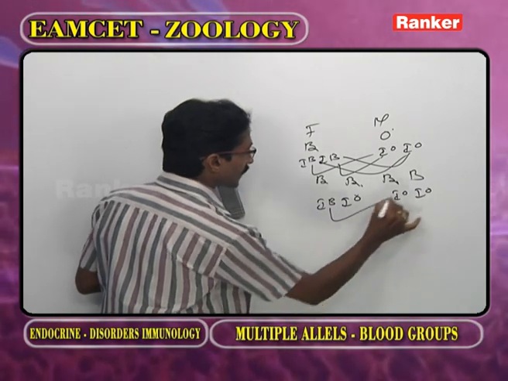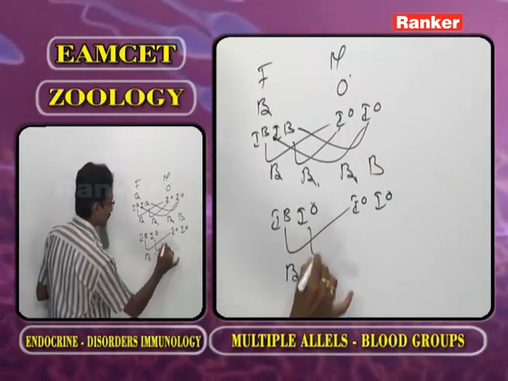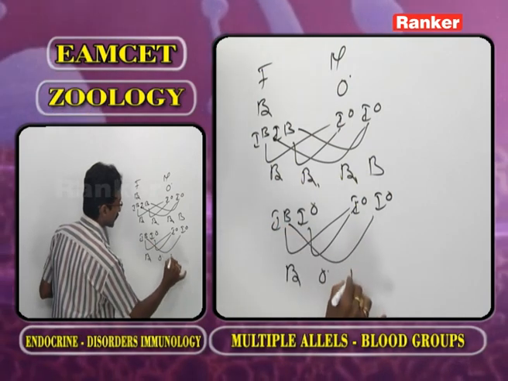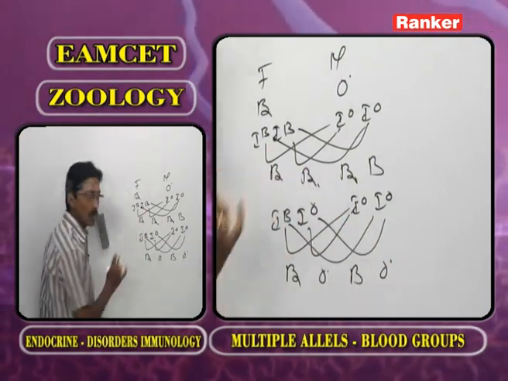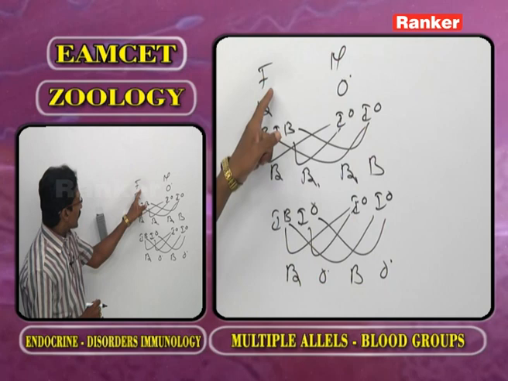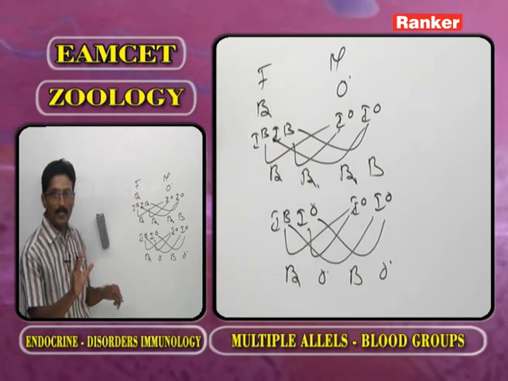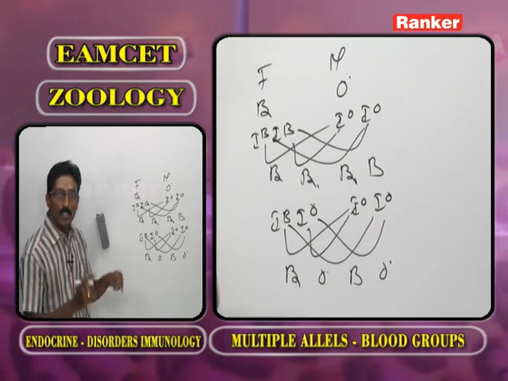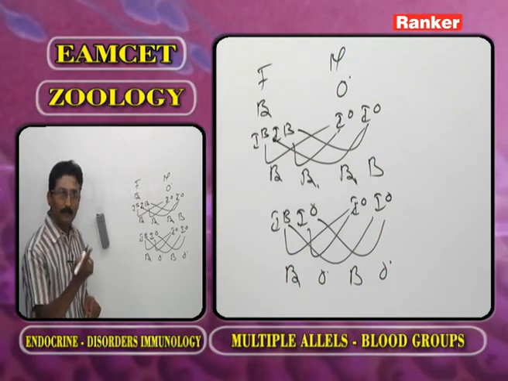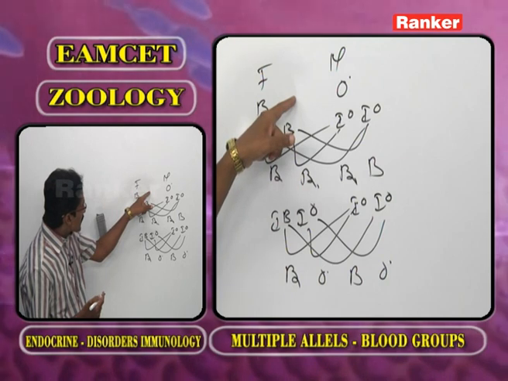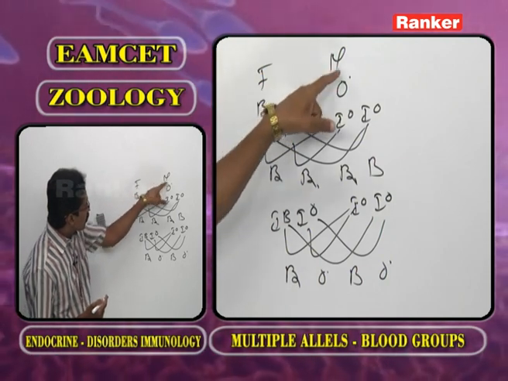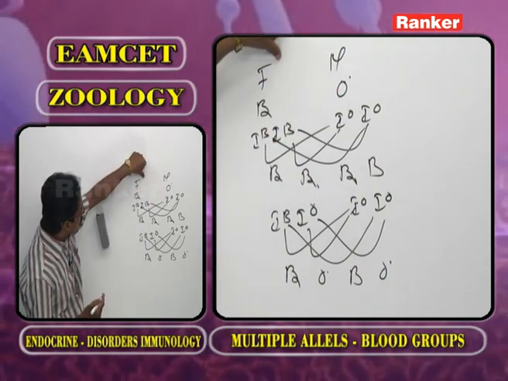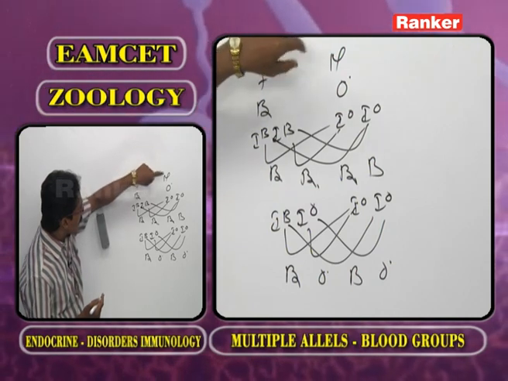Now we go for the cross. B, O, B and O. So here 4 options are given. The two babies are interchanged. One baby's blood group is A. Such a baby is not given to what type of parents? Those parents having B and O.